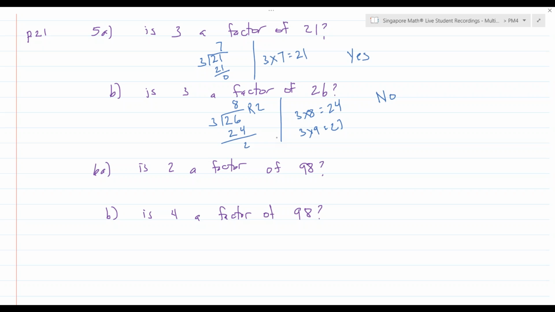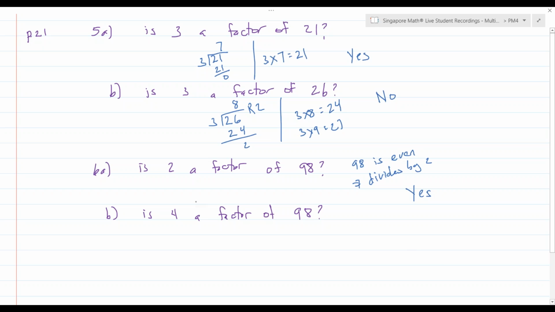Look at number 6. The question is, is 2 a factor of 98? Well, that one I can tell you really quickly because it's an even number. We talked about even and odd in a previous primary math level. Since it's even, it divides by 2 evenly. So therefore, 2 is a factor of 98.